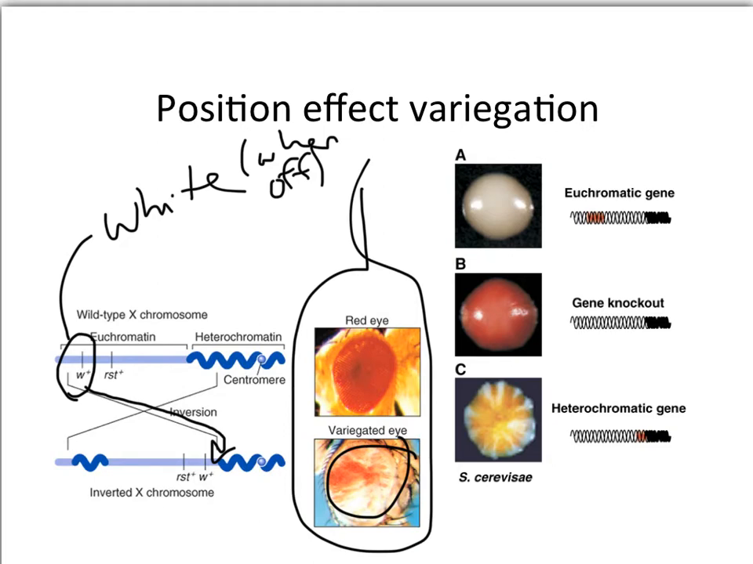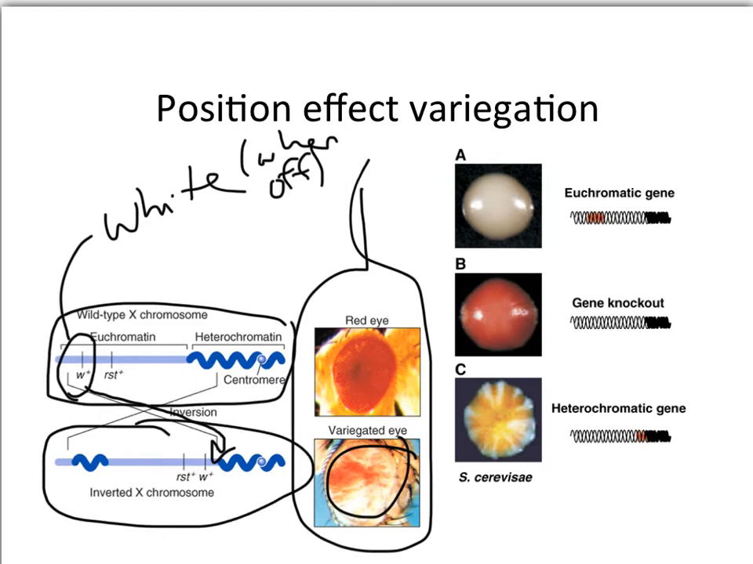Heterochromatin, tightly compressed DNA, can turn off gene expression. So in fruit flies, the top one is the wild type X, as it says there. And this bottom one is the chromosome that produces all of the ommatidia. Some of them are white, some of them are red. What's happening to that W plus gene? It should be making always red, totally red eyes, red ommatidia.